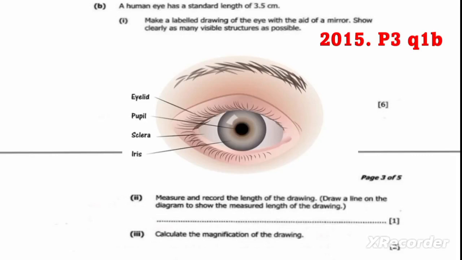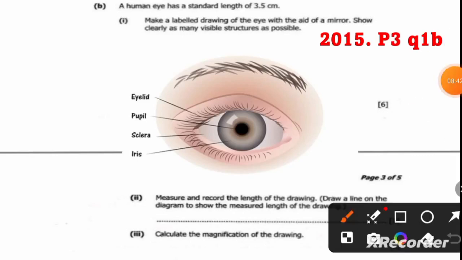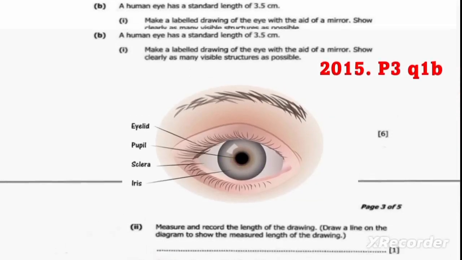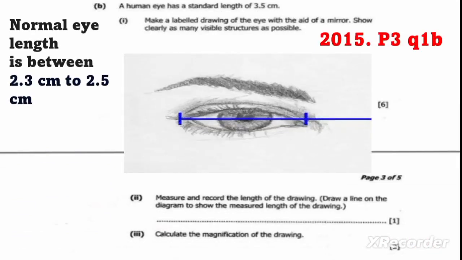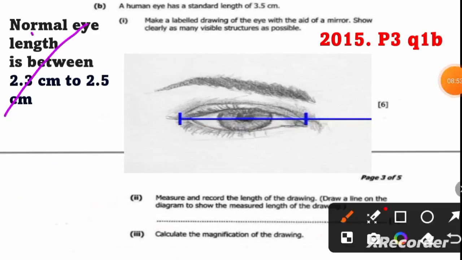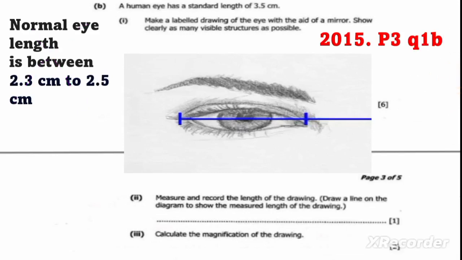So they want us to measure the length. This time around, they want us to measure the length of the eye. To measure the length of the eye, forget about the information here. We are going to make use of our ruler so that we can answer this question effectively. So here there was a mistake.